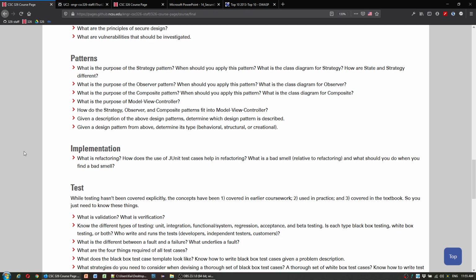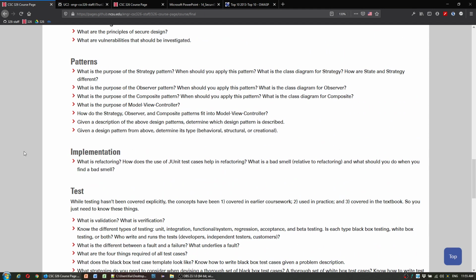All right, so next thing that we have here, which is probably going to be relatively quick, is design patterns and what good are each of these. So what is the purpose, or sorry, I guess before I go into that, any questions about the security stuff we talked about? All right, good to go.